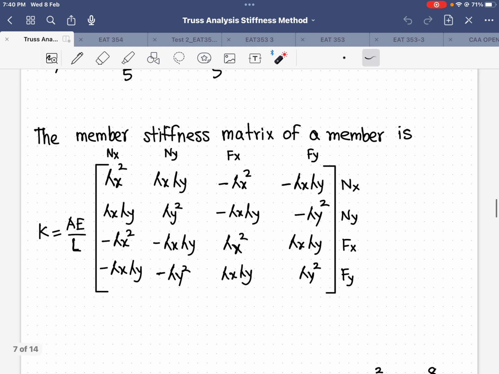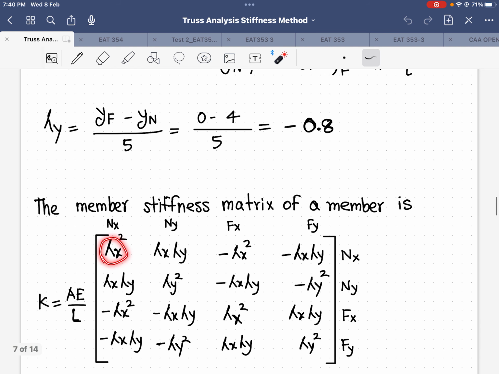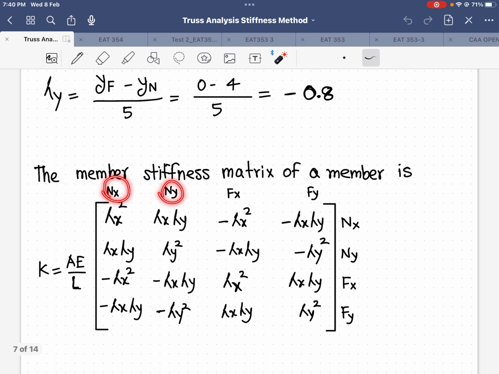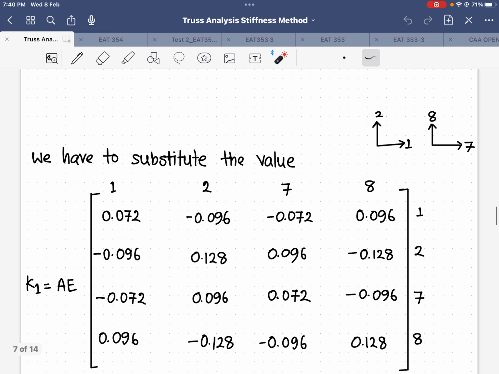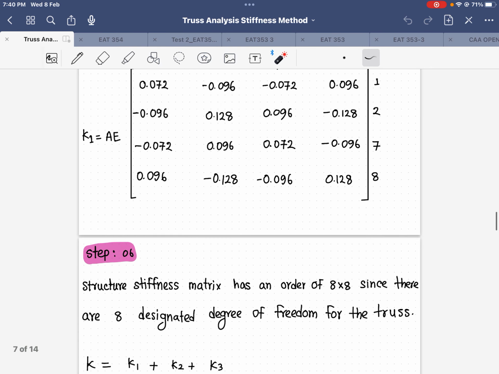So if I want to quickly plug in the value, I can do lambda x square, lambda y square, and lambda x and y. Later I just plug in the value as the sign. All right, and in this case near x, near y, far x and far y. For the third member, the near end was 1 and 2, and the far end was 7 and 8. So that's why I write the near end 1 and 2, 7 and 8. After that I will plug in the value.